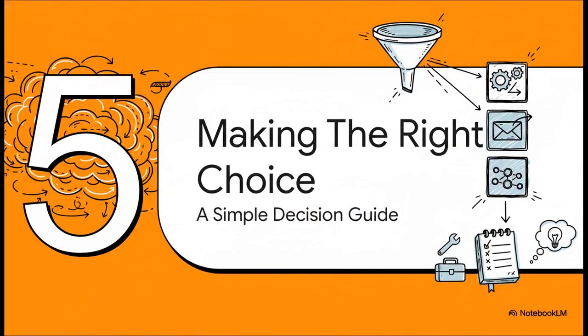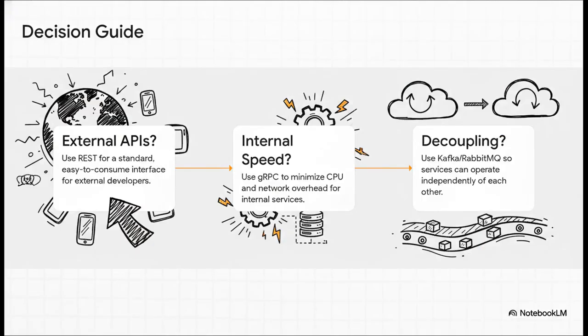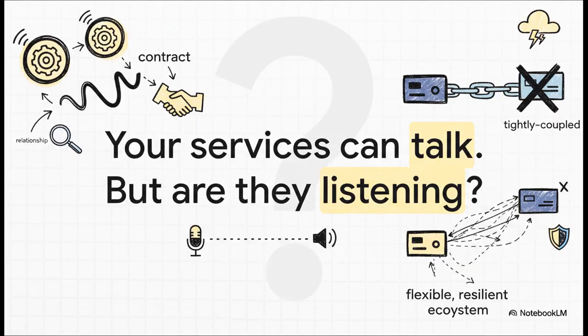So how do we turn all this theory into a practical decision? Let's boil it all down into a really simple guide. It really just comes down to these 3 questions. First, is this for external developers? If the answer is yes, just default to REST. It's easy to use and everybody knows it. Second, is this for internal services where speed is absolutely critical? If yes, gRPC is your best bet to slash that latency. And third, do my services need to be decoupled and resilient? If the answer is a big yes, then you should be looking at an asynchronous approach with something like Kafka or RabbitMQ.